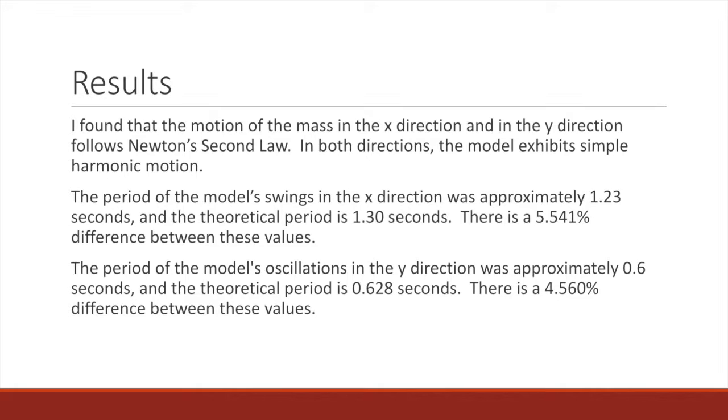The period of the model swings in the x direction was approximately 1.23 seconds, and the theoretical period is 1.30 seconds. There is a 5.541% difference between these values. The period of the model's oscillations in the y direction was approximately 0.6 seconds, and the theoretical period is 0.628 seconds. There is a 4.560% difference between these values.